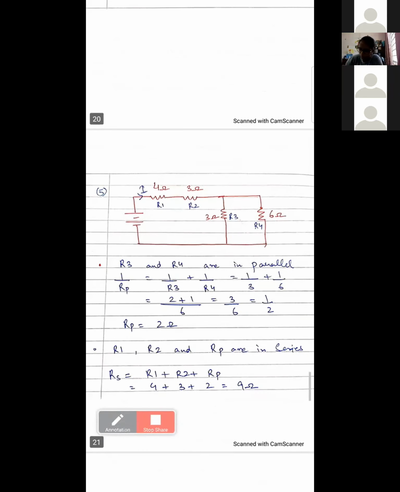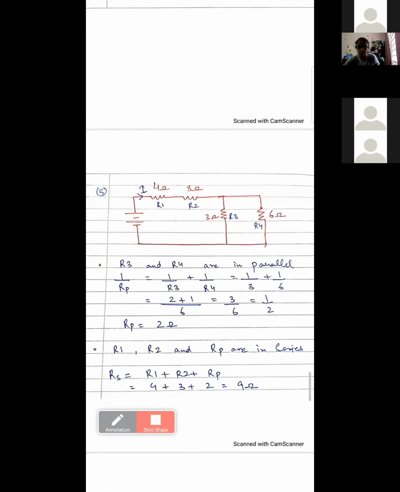That's 9 ohms. So you can see R3 and R4 are parallel. So 1 by 3 plus 1 by 6 gives me 1 by 2, and RP comes out to 2. All three are in series, so 4 plus 3 plus 2 is 9 ohms.